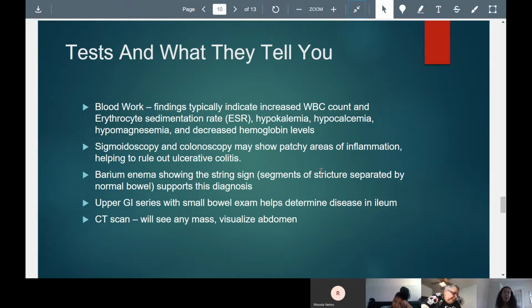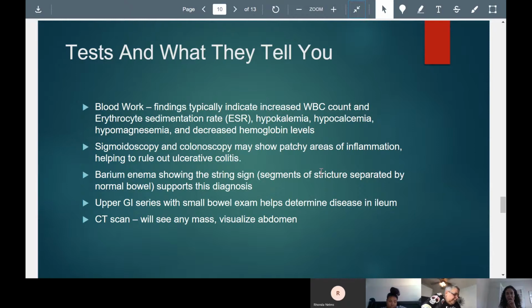Yes, it's an inflammatory marker. And they're looking for hypokalemia, hypocalcemia, hypomagnesemia, anemia, and decreased hemoglobin levels due to the bleeding.